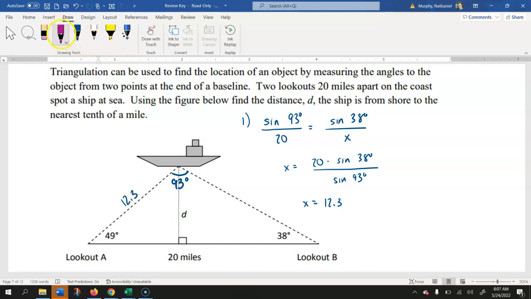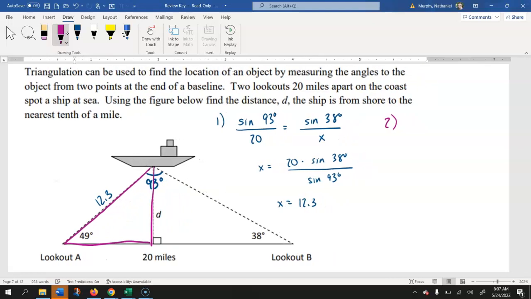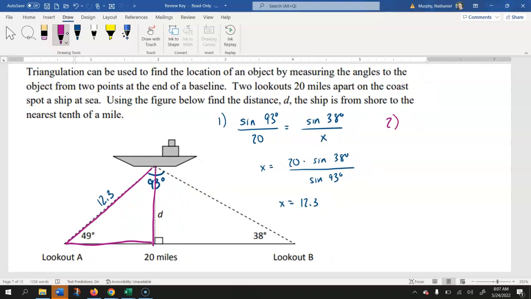Well, now, if you notice, we have a right triangle. My goal is to figure out that side D, which is opposite the 49-degree angle. Since we're dealing with a right triangle, we can use our right triangle trig, SOHCAHTOA, and you can use that to find side D. So side D is opposite that angle.